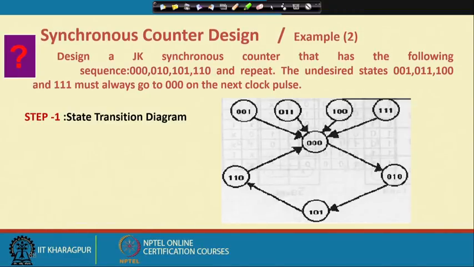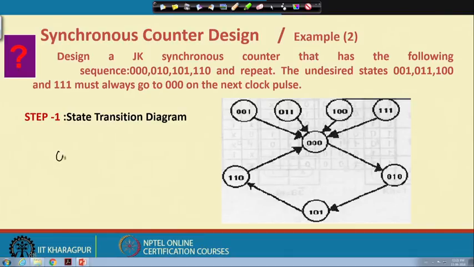We can modify the design a bit. We want to design a sequence where the sequence in terms of decimal is 0 followed by 2, followed by 5, followed by 6, and then coming back to 0.